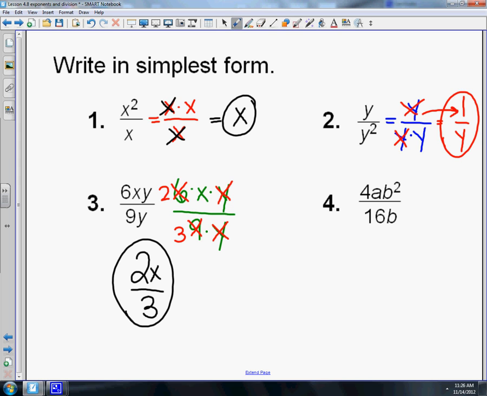This one, I have 4 over 16, so that's 1 over 4, because this crosses out and becomes 1, this crosses out and becomes 4. A, I can't cross out. Now there's 2 b's up here. This is b times b, so I can cross off 1 and cross the 1 off on the bottom, and then I'm left with 1ab over 4.